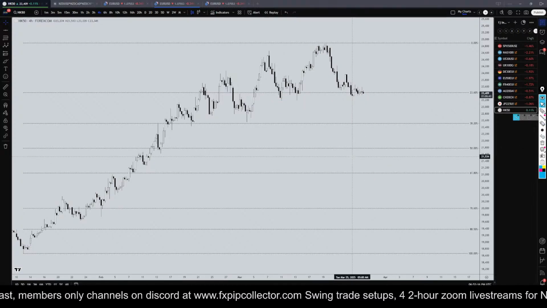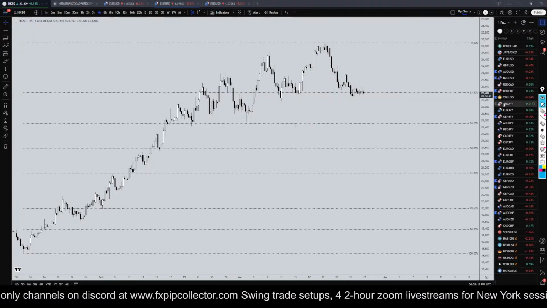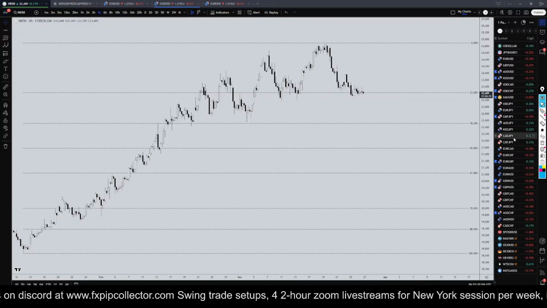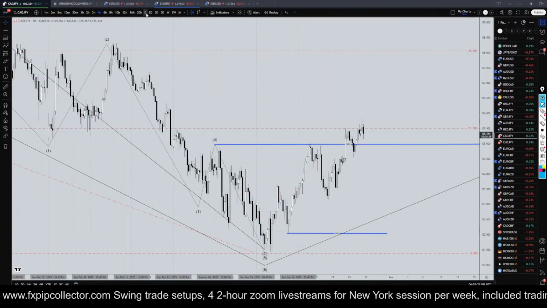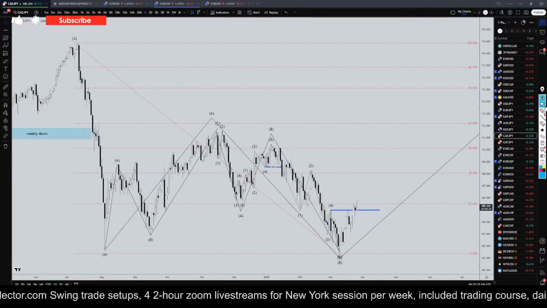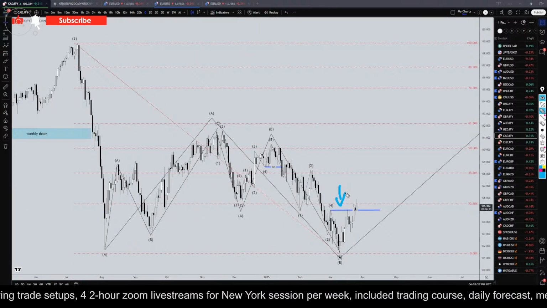The Canadian yen, I haven't looked at that one. I can definitely look at it though. I do think all the yen pairs are going up. The Canadian yen is one of the yen pairs that has recently given us a break of structure.